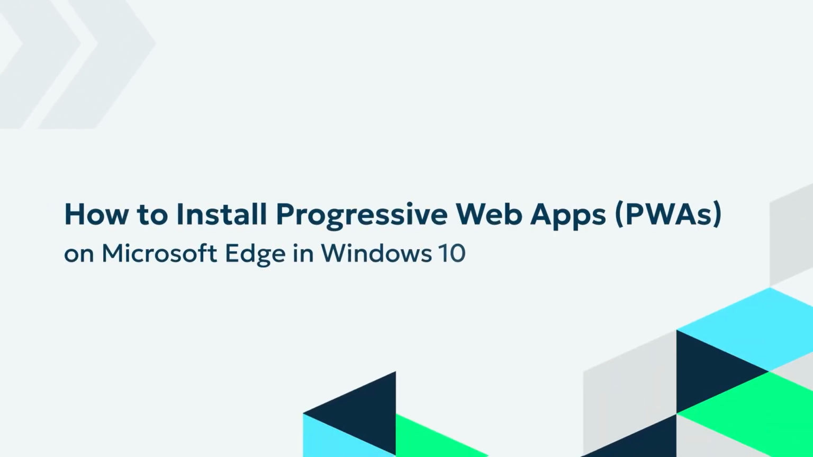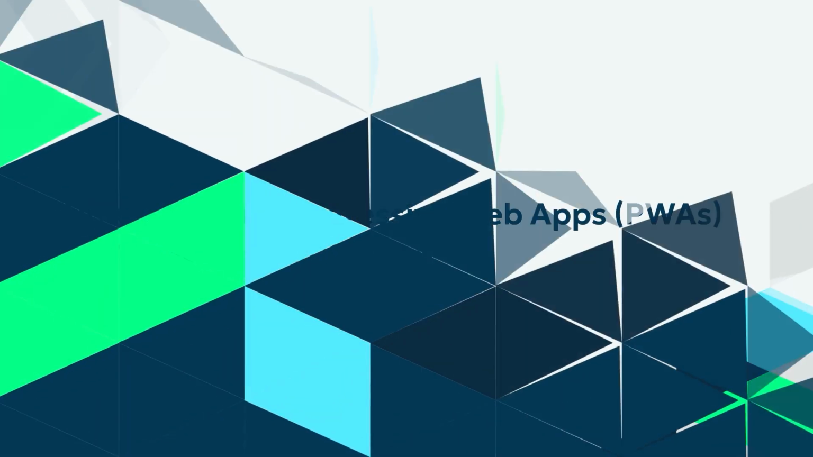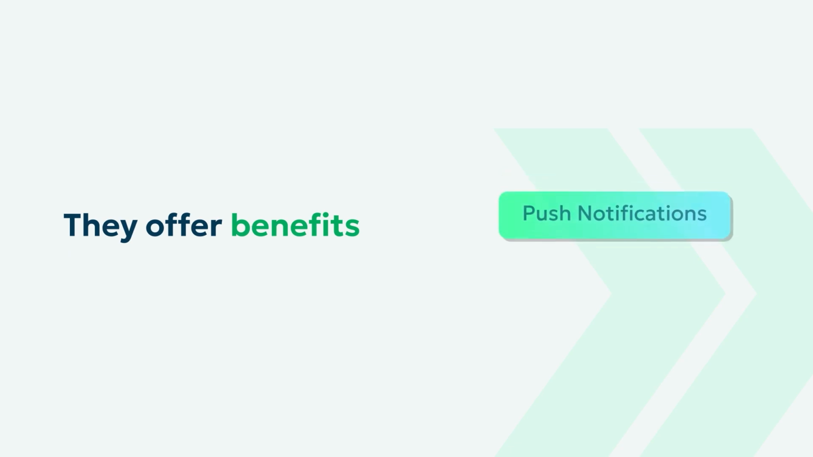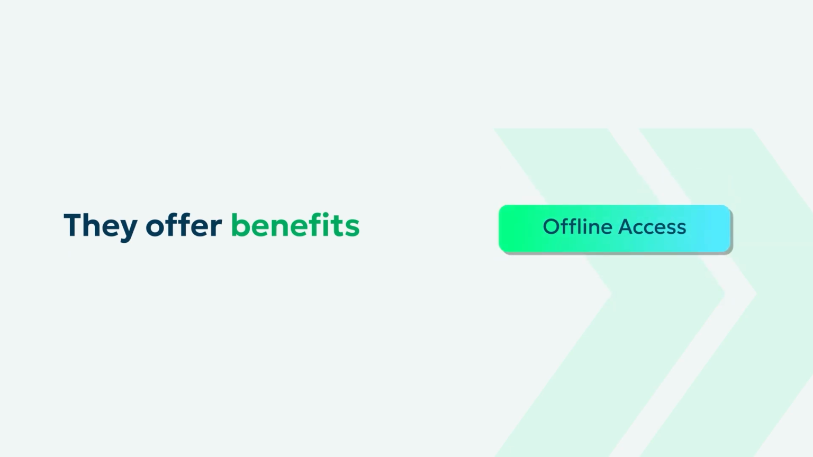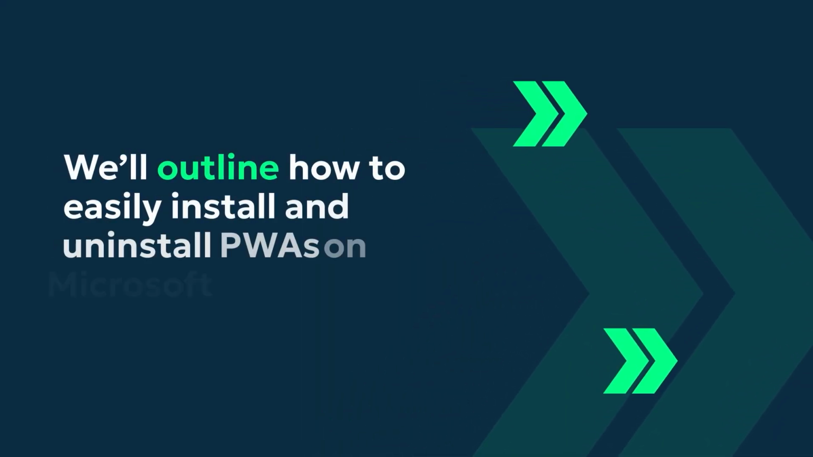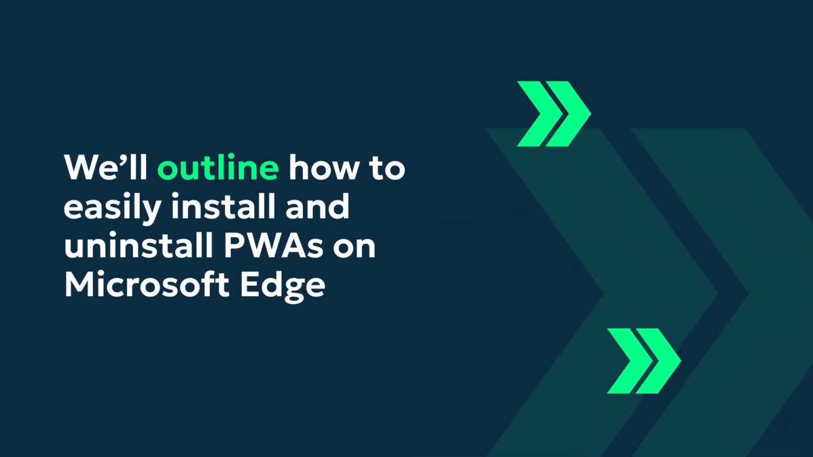How to install Progressive Web Apps, PWAs, on Microsoft Edge in Windows 10. Progressive Web Apps, PWAs, in Microsoft Edge turn frequently used websites into app-like experiences, streamlining access and usability. They offer benefits like push notifications, offline access, and faster load times, all without the need to open a browser. In this video, we'll outline how to easily install and uninstall PWAs on Microsoft Edge.